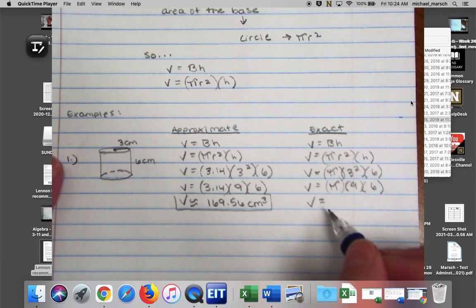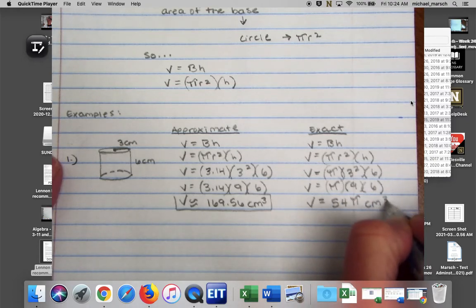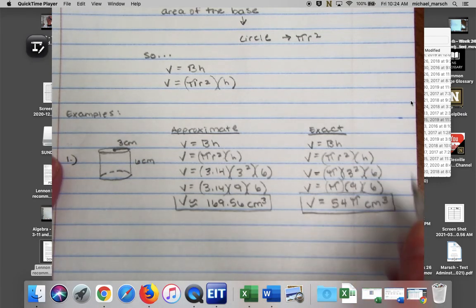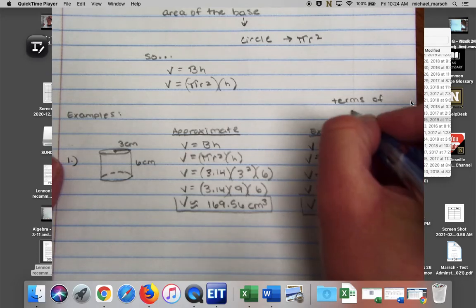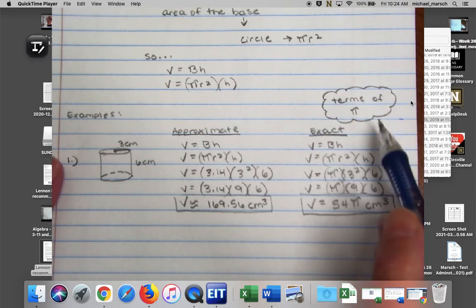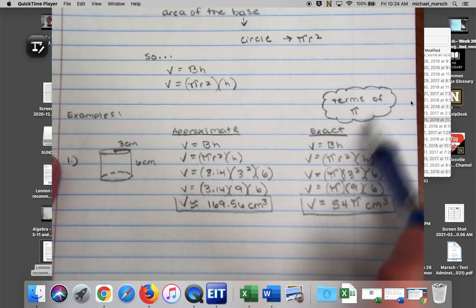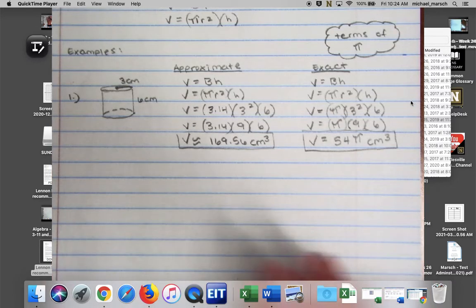I have volume equals, and this is where we take the 9 times 6 and we put it in front of the pi symbol. And that would be my exact value. This is also called terms of pi. So if someone says, what is the exact value in terms of pi? You can be like, oh, I know that. It's everything, but I just leave the pi symbol. I don't do an approximate 3.14.